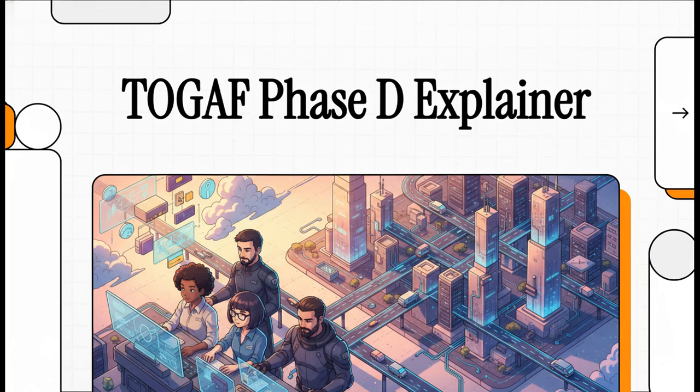Welcome to this explainer. Today, we're putting on our hard hats and taking on the role of a digital city planner. Look, if you've been following enterprise architecture for any amount of time, you know that having a grand, sweeping vision is one thing, but actually figuring out where to lay the concrete, run the power lines, and build the physical infrastructure, well, that's a whole different challenge. And that's exactly what Phase D of the TOGAF architecture development method, the technology architecture phase, is all about.